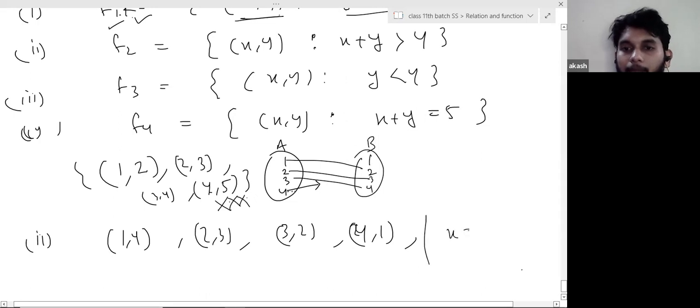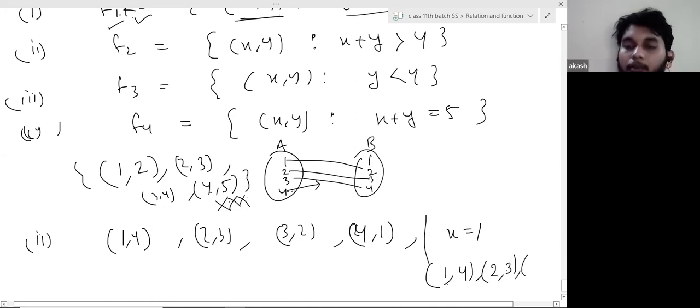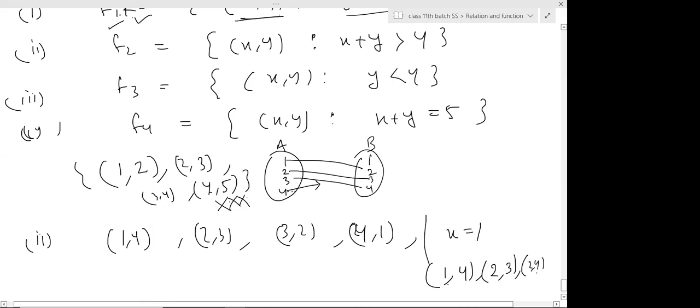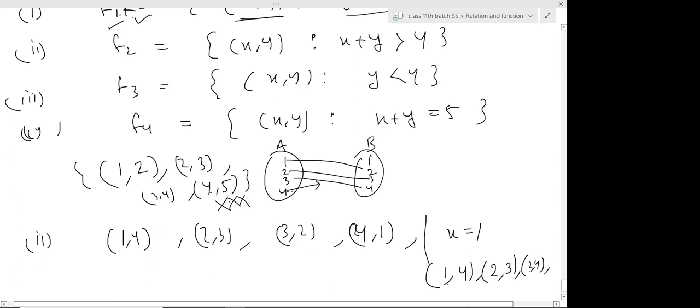First, put x equals 1. If x equals 1, what are the values of y? 4. All right. Now there is no other element which satisfies this condition. So (1, 4) is one element. If x is 2, what are the elements? 3. All right. Is there any other element related to 2? 4. So (2, 4) will also be there, right, Fahad? Okay, sir. I got it. Clear?